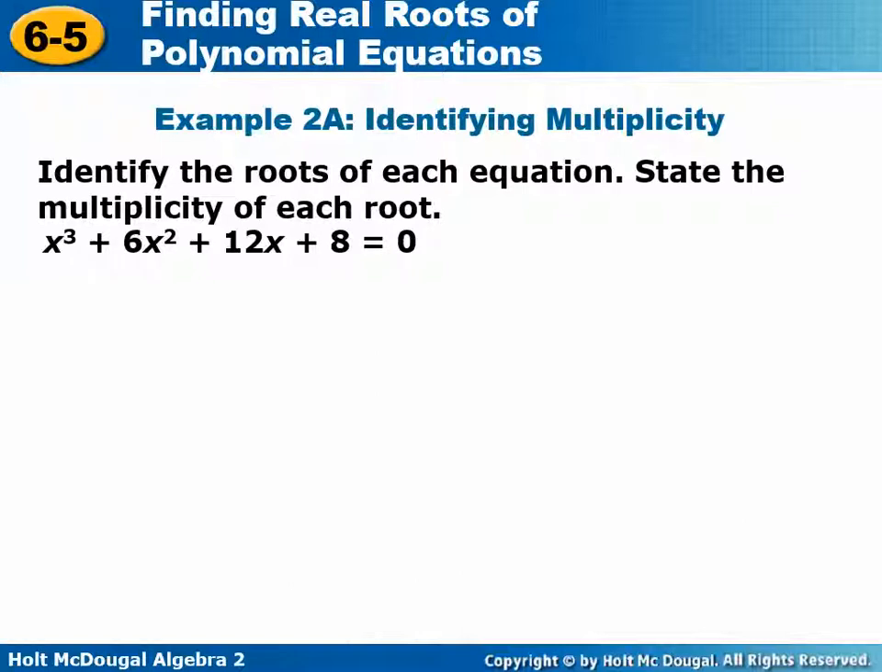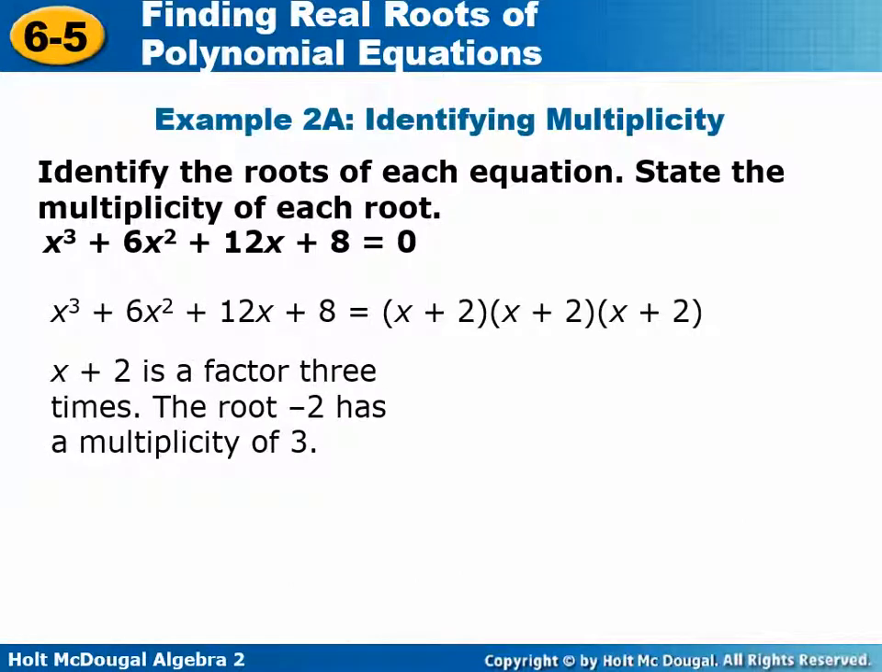So we have here x cubed plus 6x squared plus 12x plus 8 equals 0. There's no common factors. And they factored it already. That one would be quite difficult to factor, though.